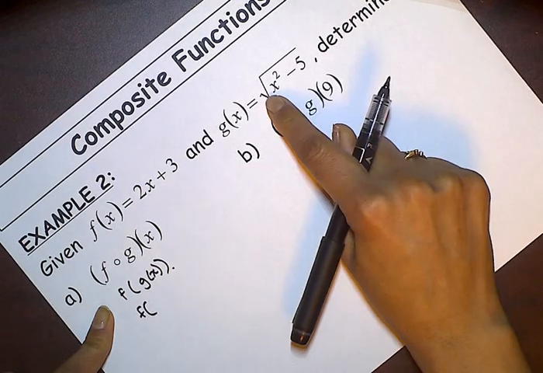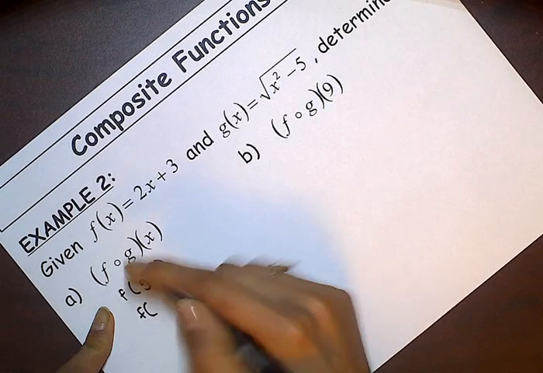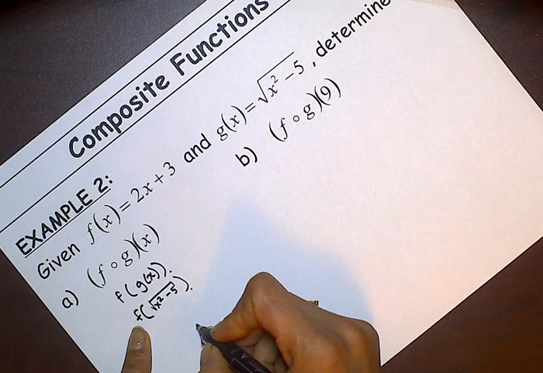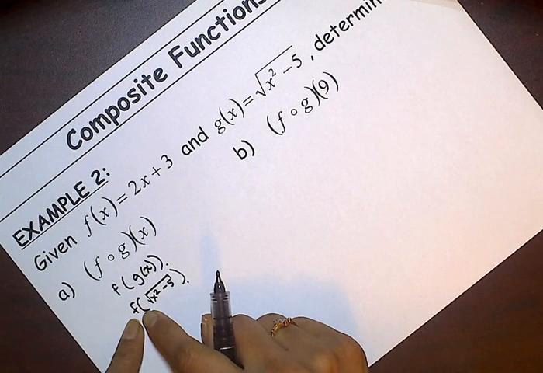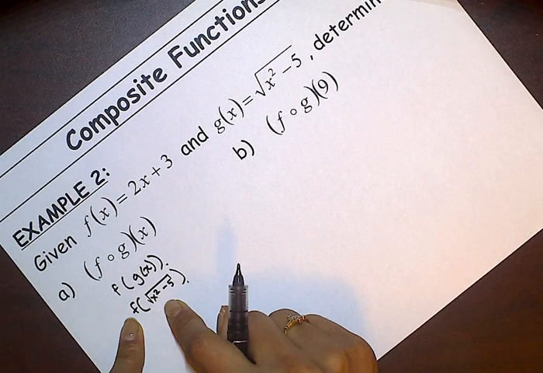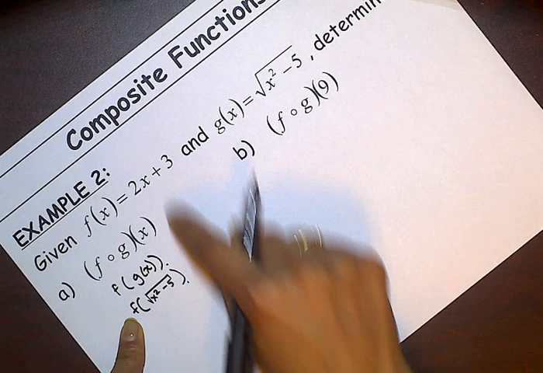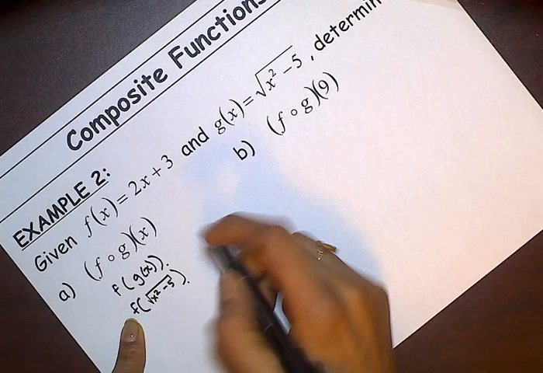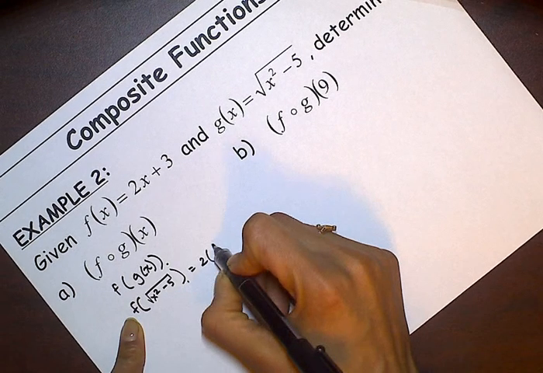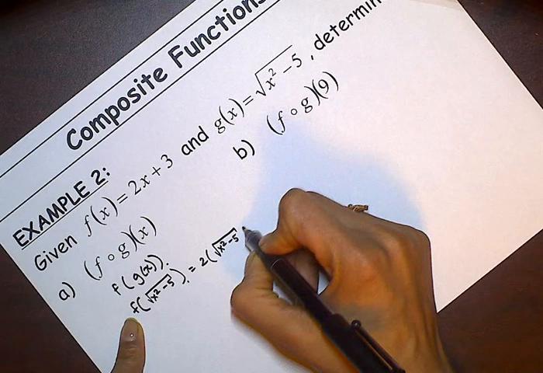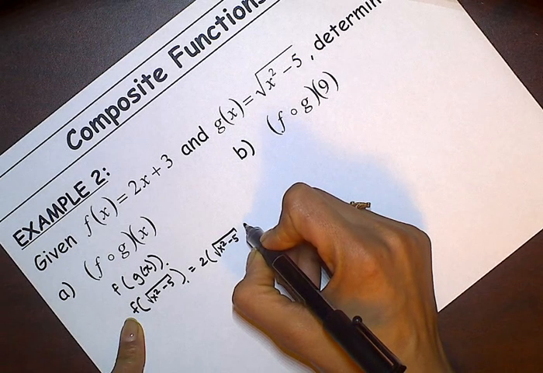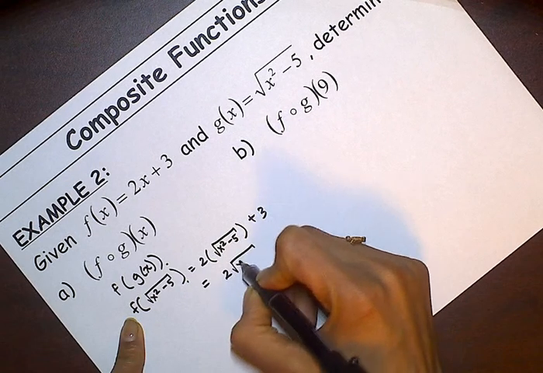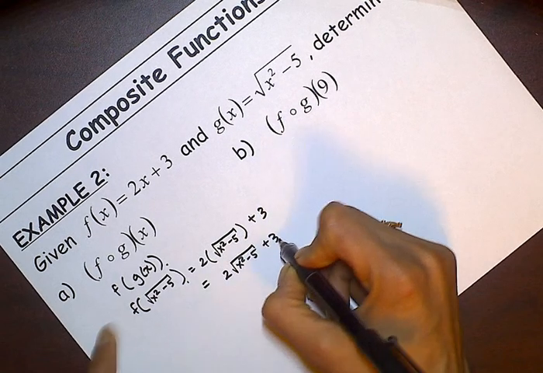And now I'm working with a function f, which has an input of the square root of x squared minus 5. So anytime I see x in the function f, I'm going to replace that with the square root of x squared minus 5. So that is equal to 2 times the square root of x squared minus 5, plus 3. So f of g of x is equal to 2 times the square root of x squared minus 5, plus 3.